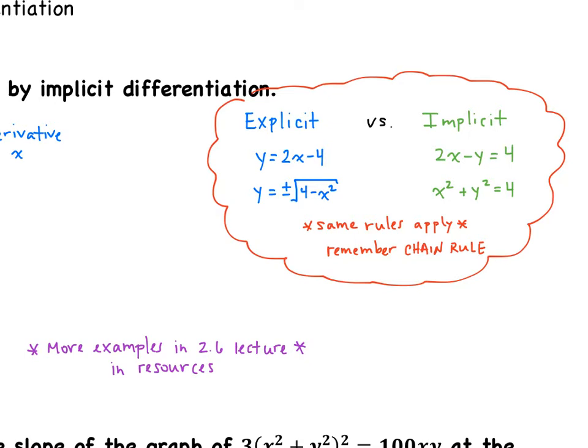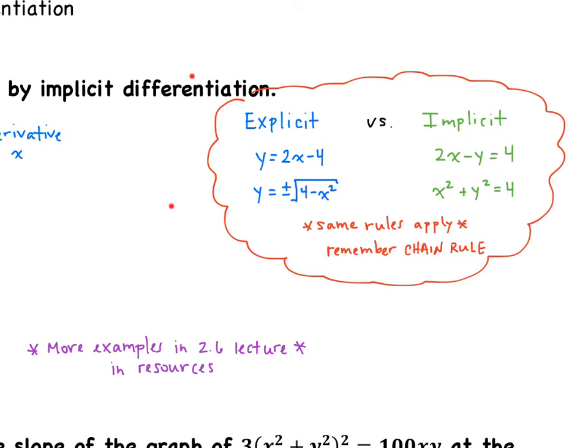Now implicit equations are equations where y is not by itself. So you can see that these two equations are identical. They're just written differently, as well as these two equations. So one is already solved for y, where one is not solved for y. The same rules apply in terms of differentiating, and we can't forget about the good old chain rule, okay?